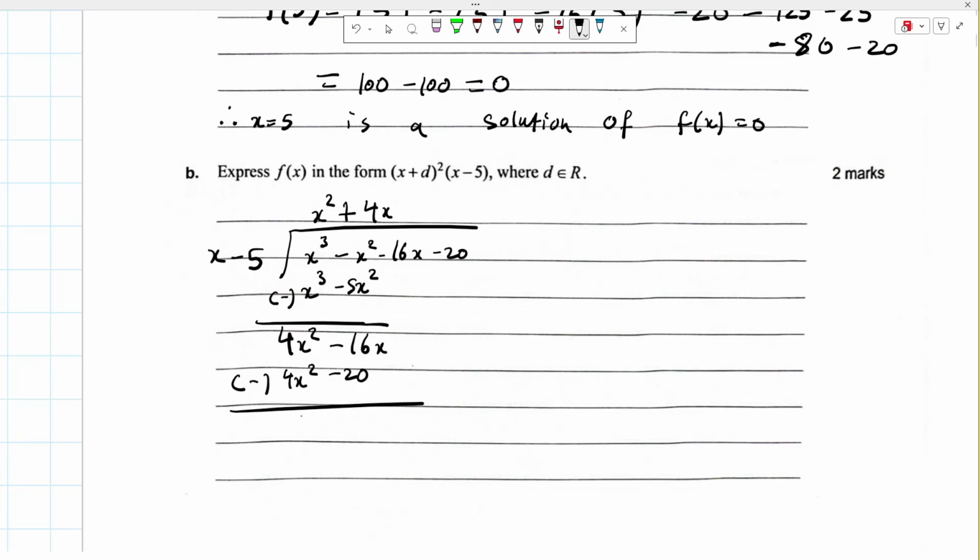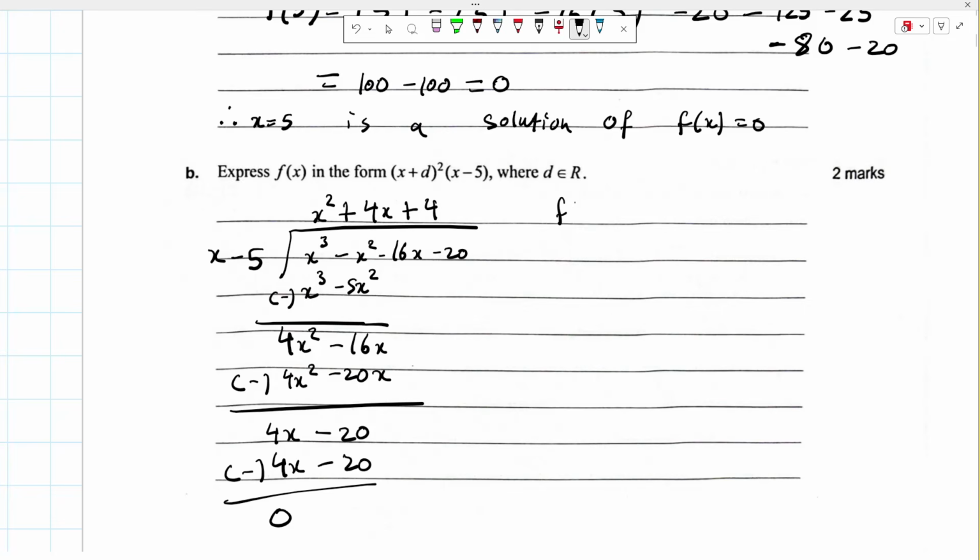So now, it's negative 20x, right? And then, so we get 20x minus 16x, which is actually 4x. And let's bring down the negative 20. So now we're going to do plus 4. X times 4 is 4x. Negative 5 times 4 is negative 20. If we minus, now we just get 0. There's nothing. There's no remainder left.